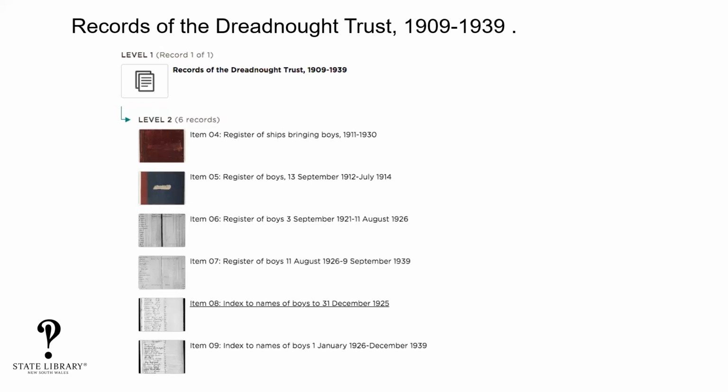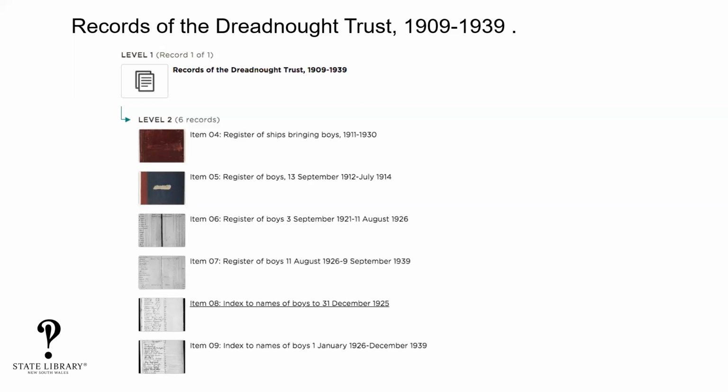This is a catalogue record for a separate collection of the trust, so it's not the association records. This catalogue record is completely digitised and you can access it freely via the catalogue. It contains the index to names of boys, plus the registers of boys, plus the registers of ships bringing the boys. And they are not restricted and you can access them freely online.